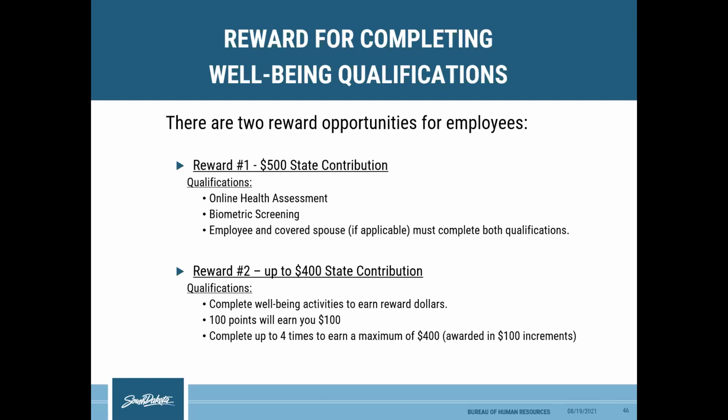Reward number 2 is where you can earn up to $400 in a state contribution. And the qualifications for this is completing well-being activities that earn you reward dollars. 100 points will earn you $100, and you can complete that up to 4 times to earn a maximum of $400. This award is awarded in $100 increments. So for example, if you were to reach 250 points, you would only receive $200 because it's only given out at the $100 increment marks.